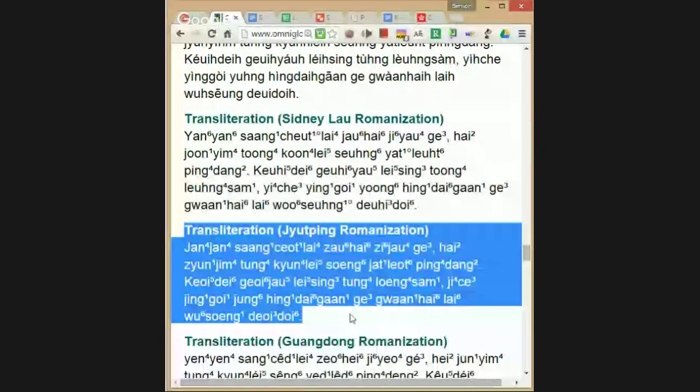Maybe just picture something dropping. Yan, yan. Make it sort of musical. Yan, yan, sang, chut, lai. Actually, let me give you an exercise. Let's just say everything with ah, ah, ah. This is a practice in the tone, not so much the consonants and vowels. So that would be 44114.